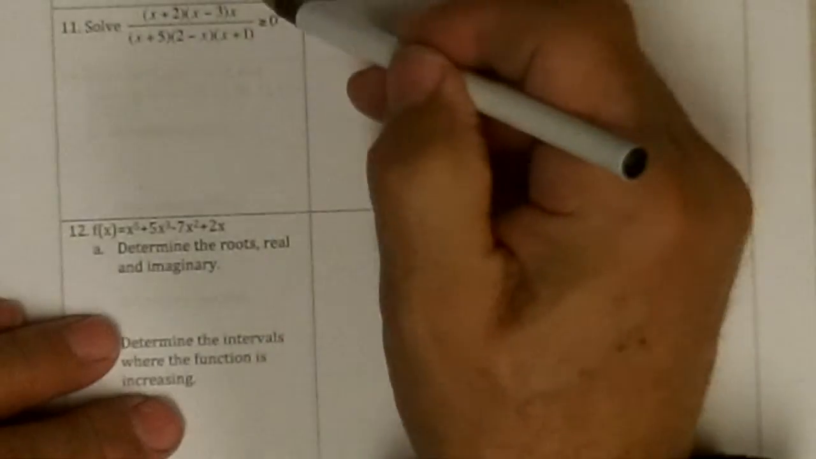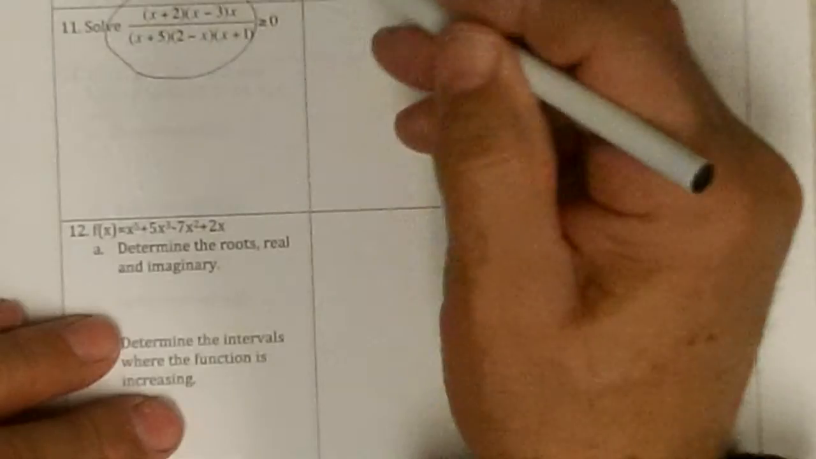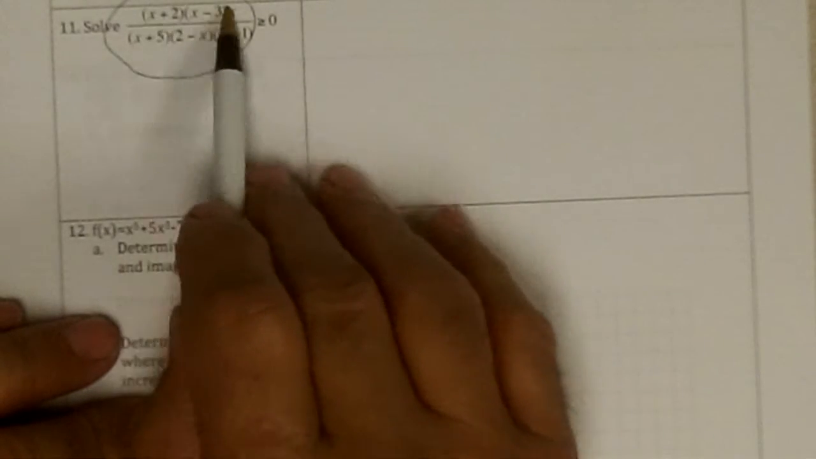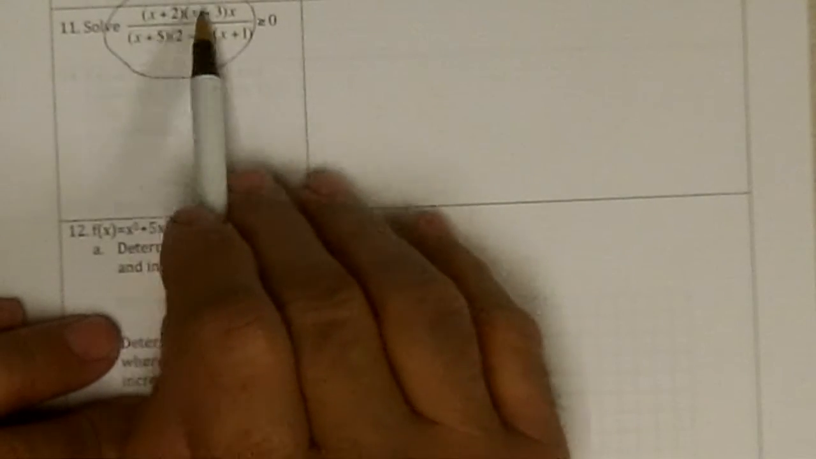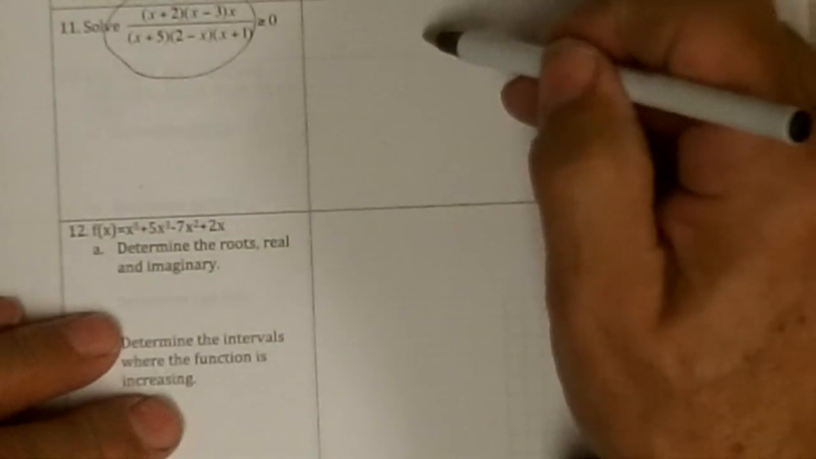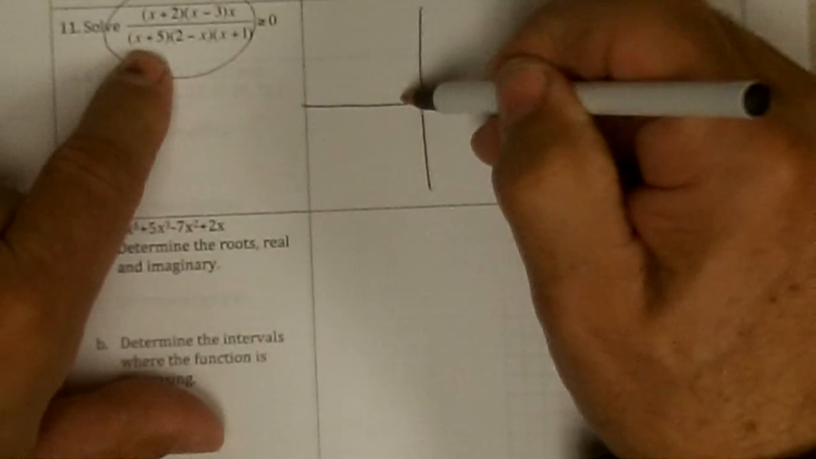Alright, number 11. Okay, so we're going to have to do several things here. When we're trying to find that, if we think of this being, say, y equals, we have something here that has no holes. We have a rational function with no holes because none of the factors match up. So we have an asymptote at negative 5. So I'm going to draw a sketch here just to help me do this. There's going to be an asymptote at negative 5.